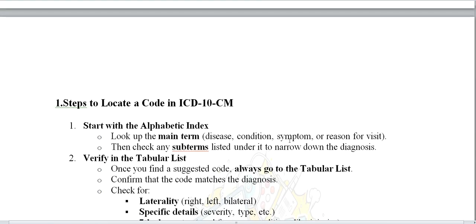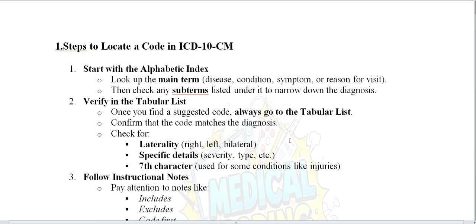So first, today there are a total of 20 topics for general coding guidance. Let us discuss step by step. So step 1: look up the code in ICD-10. Start with the alphabetic index. Look up the main term: disease, condition, symptom, or reason for visit. Then check any subterms listed under it to narrow down the diagnosis.